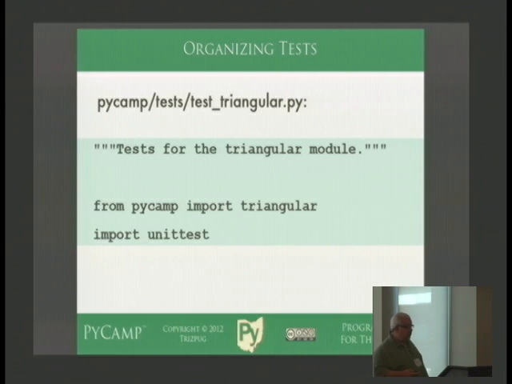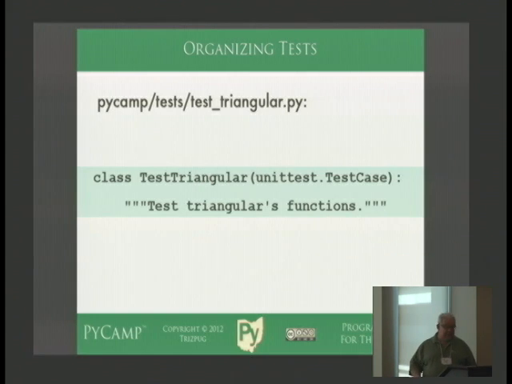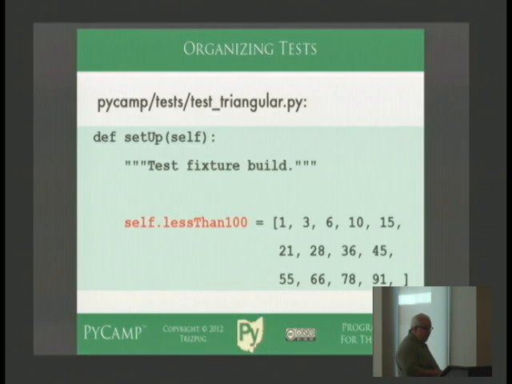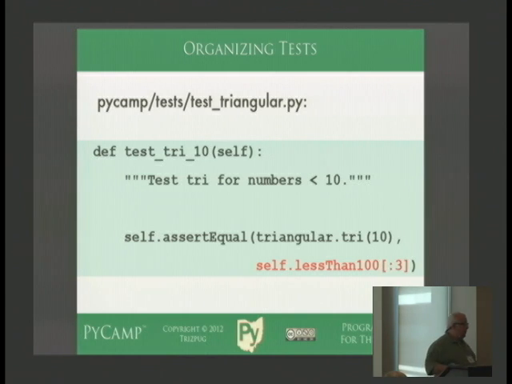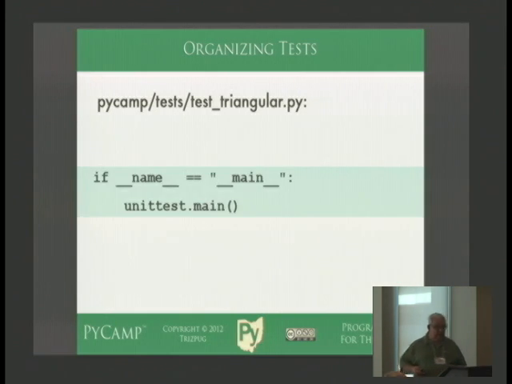And similarly, test triangular does the same sort of thing. It imports the triangular module we need to test, imports unittest, sets up a test triangular subclass of test case that has a doc string, has a setup method that we set up our test list in, and has a test method for testing try called with the argument of 100, and one for calling try with an argument of 10. Alrighty, so it also has a main instance in it.